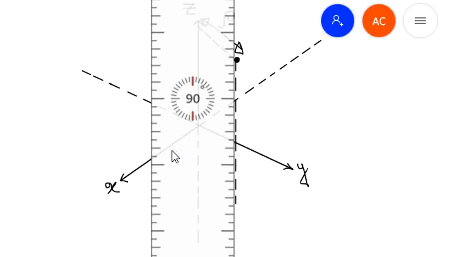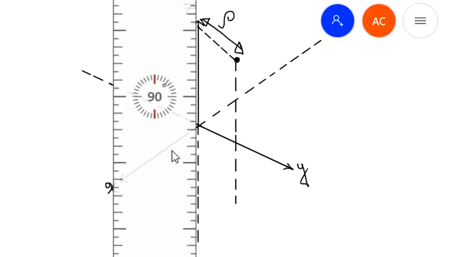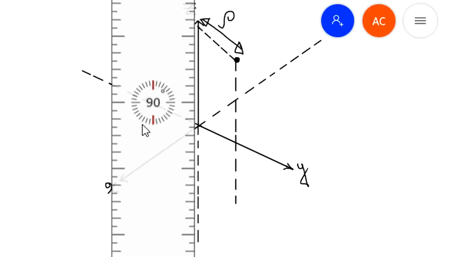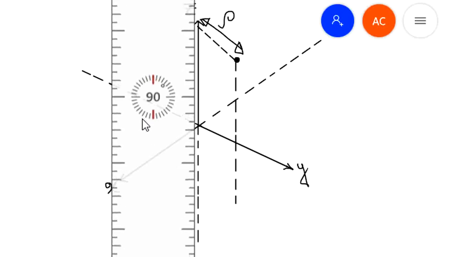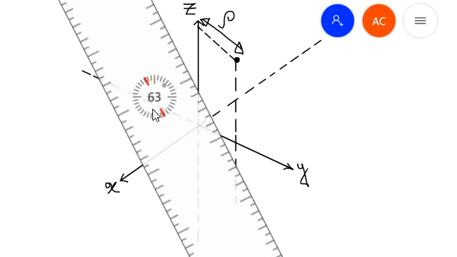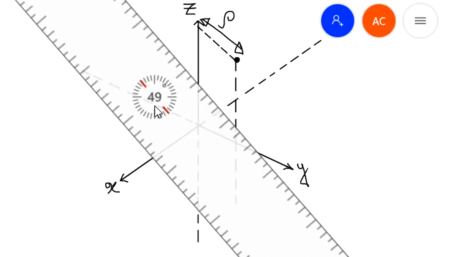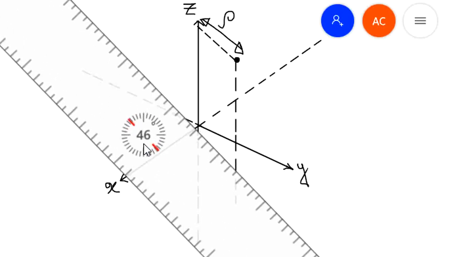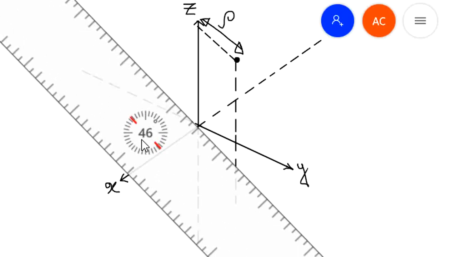Now to have the proper projection, we have to draw a line from origin that will be parallel to our rho line. So let's rotate our ruler. I think this is quite parallel. Yes, this is parallel, right? So let's take a line that has to be parallel to the rho line.